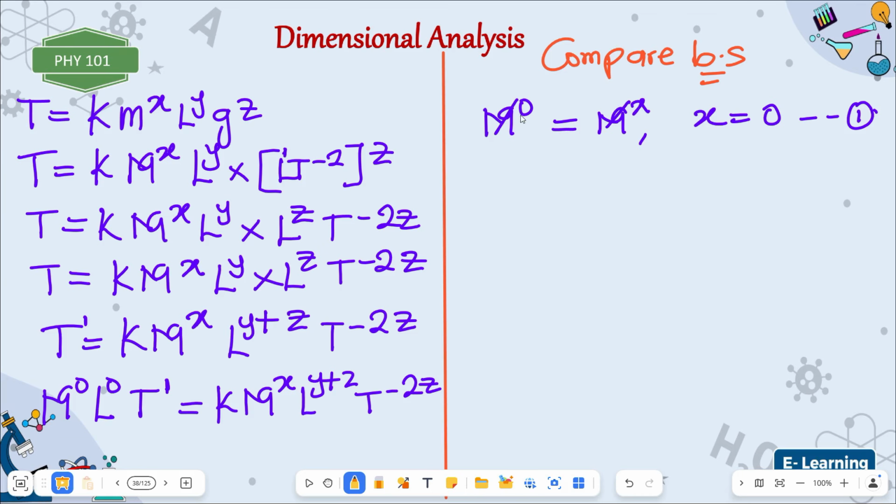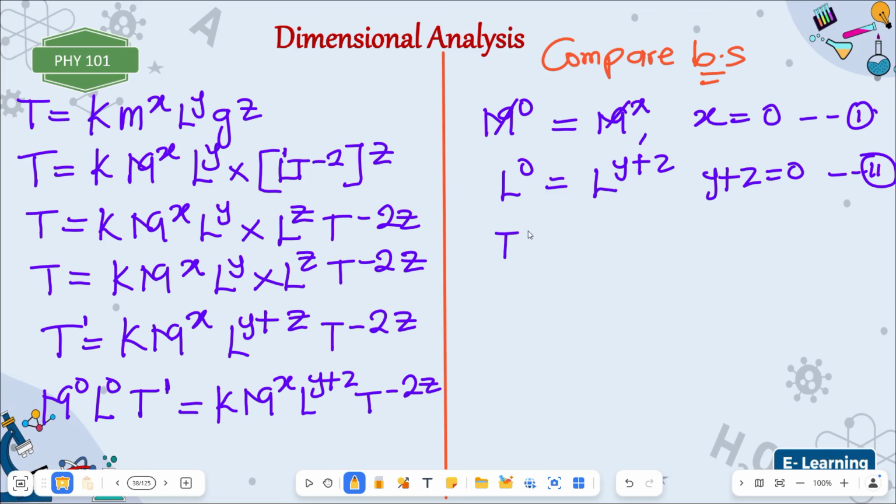Since both of them are the same, the power must also be equal. Then, of course, we have L to the power of 0. What is our L on this side? Y plus Z. You compare both of them so that our Y plus Z will be equal to 0, equation 2.